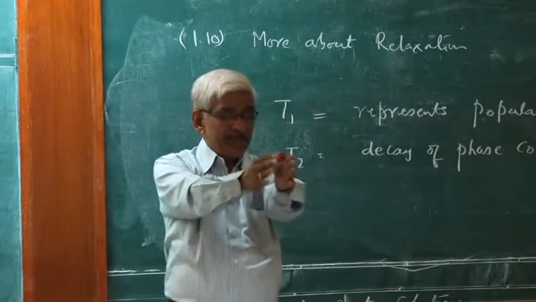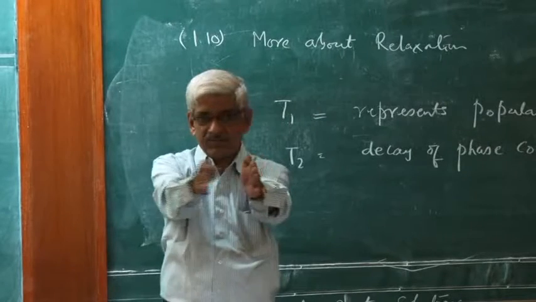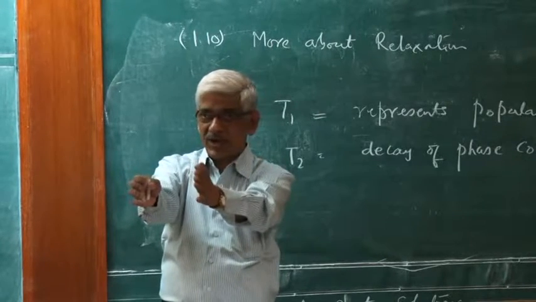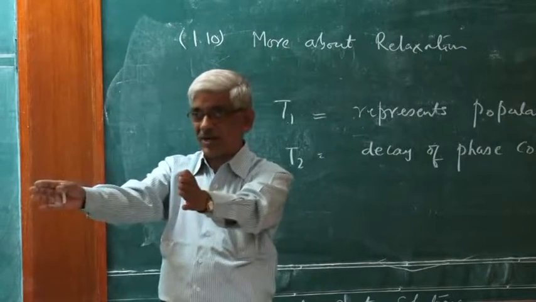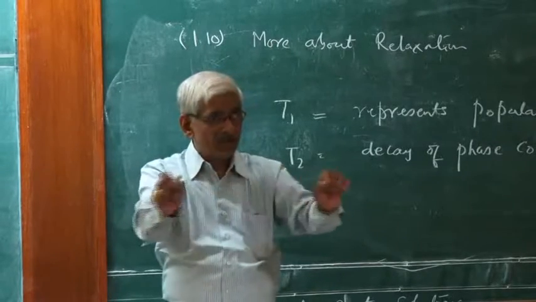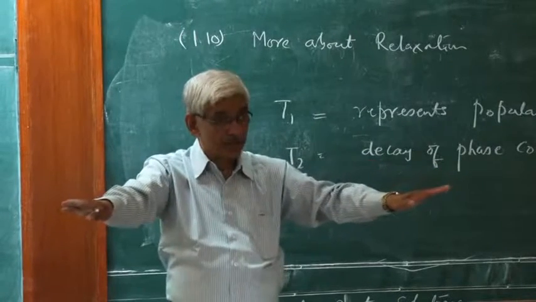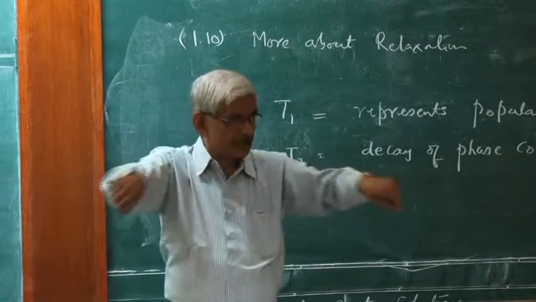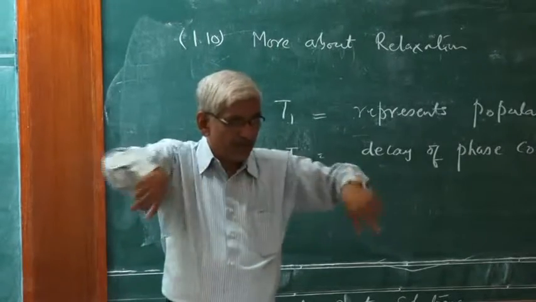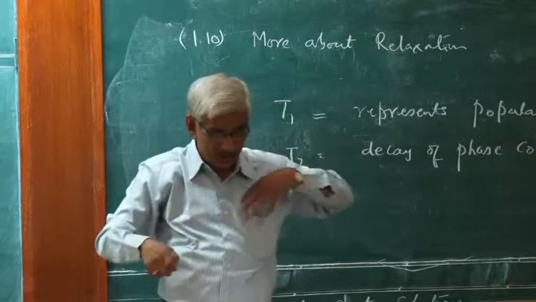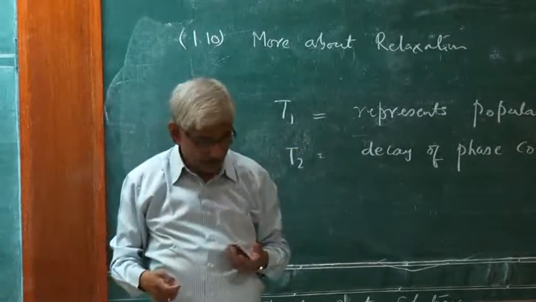And this changes randomly. Sometimes it has this frequency, therefore in a time it has moved this way. The other fellow has seen a different frequency, it has moved this way. The third fellow has moved here. So therefore, because of the fluctuations in the frequency, this phase coherence is going. Frequency of precession. Transverse magnetization is rotating in the transverse plane, right? Each of the individual components is rotating in the transverse plane.